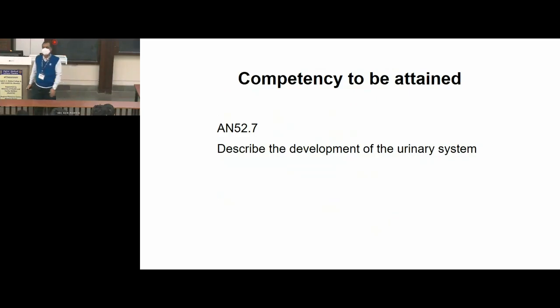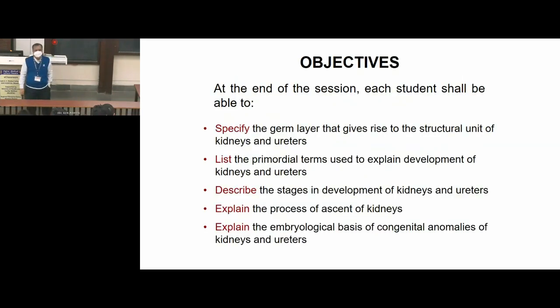The competency that you have to attain for these 2 sessions is to describe the development of the urinary system. And for this competency, there are learning objectives that we will be able to achieve. So today, what is still in plan is, you will be able to specify the germ layer that gives rise to the structural unit of kidneys and the ureters.